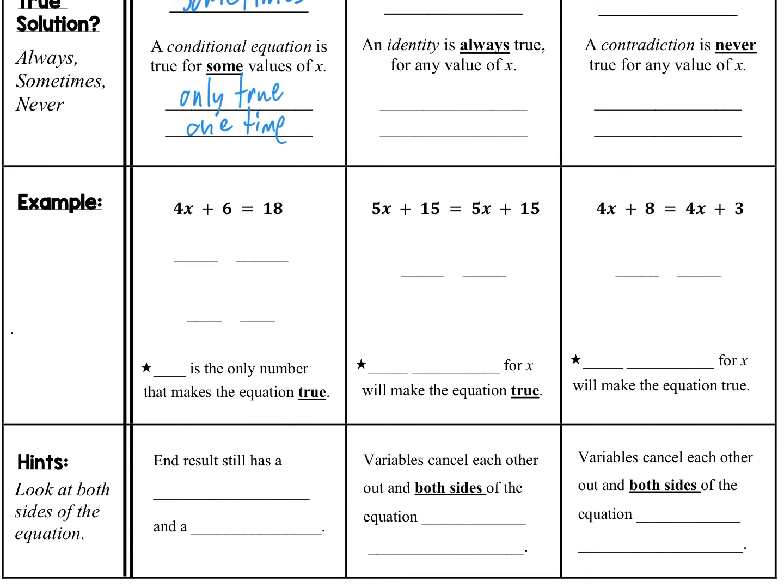For example, in the case of the equation 4x plus 6 equals 18, you can subtract 6 from both sides and you'll be left with 4x is equal to 12. You can then divide both sides by 4 to get x equals 3. In this case, 3 is the only number that makes the equation true. You can identify when an equation has a single solution because the end result still has both a variable and a number.